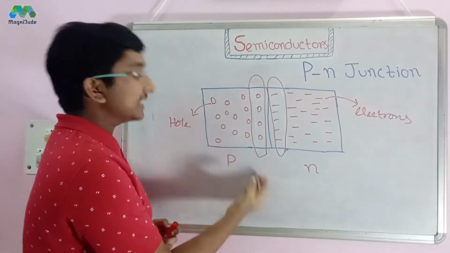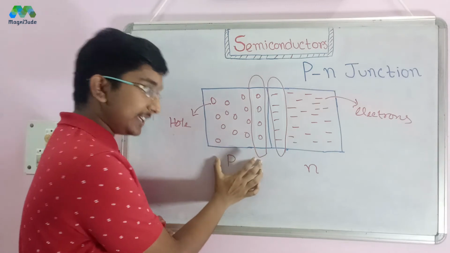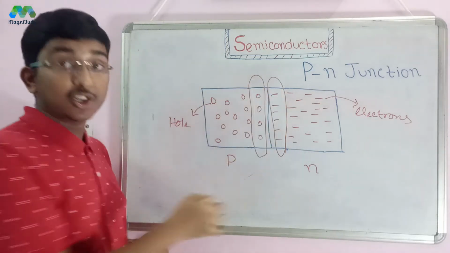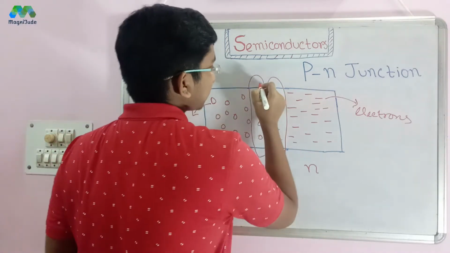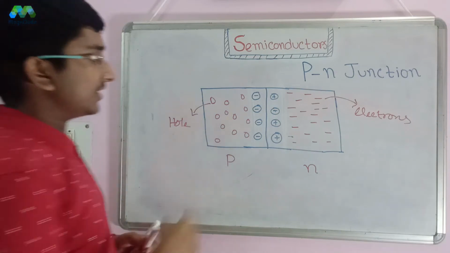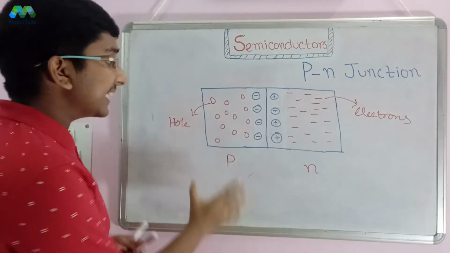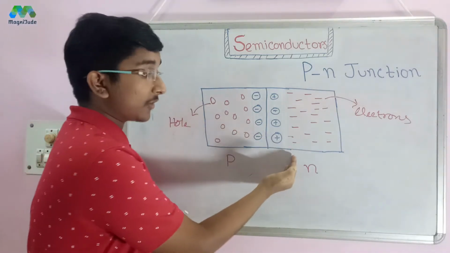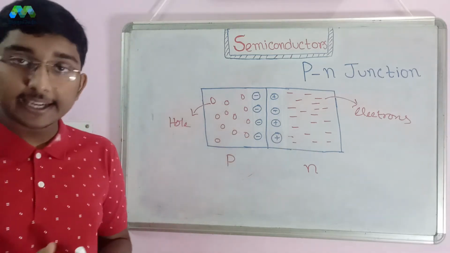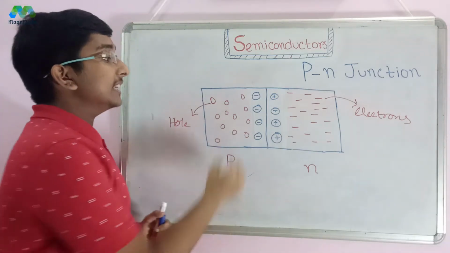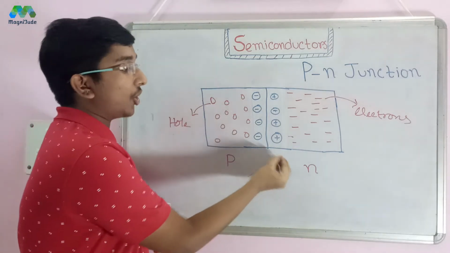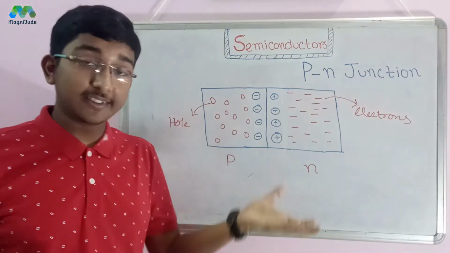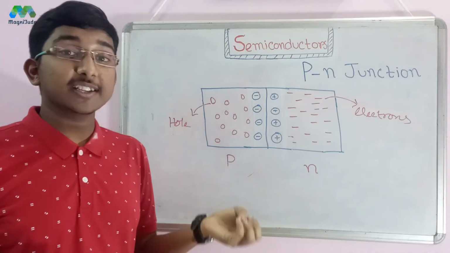They will create negative ions on the P side and positive ions on the N side in the place of the junction. So how does it look? It looks like this. The positive ions will be created on the N side and the negative ions on the P side. How does it happen? When an electron from the N side travels to the P side, it leaves a positive part on the N side. Means when an electron comes from one side to another side, a vacancy of electron is created, and we know the vacancy of electron is positive.